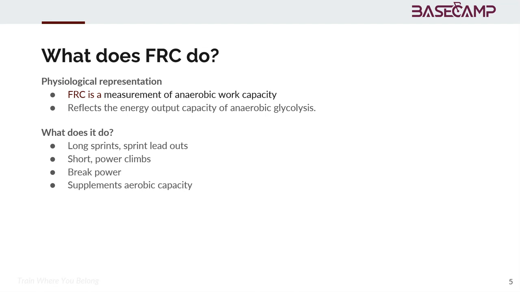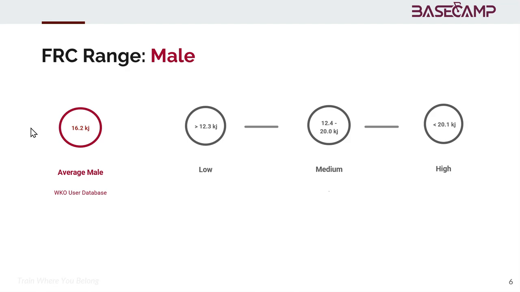Having a higher FRC gives you the ability to put a little more energy on top of your aerobic capacity. You don't want too much, actually, when you're talking about aerobic capability. What are the ranges we see? Well, the average for a male is 16.2. Under 12 is low, 12 to 20 is medium, 20 plus is high. Just note there's a fair amount of pros in the original WKO database. The honest real world is probably 20% less. I should have put that number in here, 20% less. Same for female: 10.8 is the average, under 7.5 is low, 7.5 to 14.5 is medium, 14.5 and above is high.